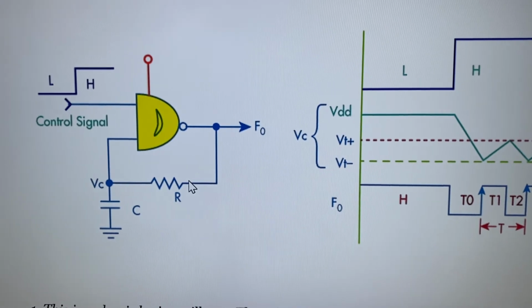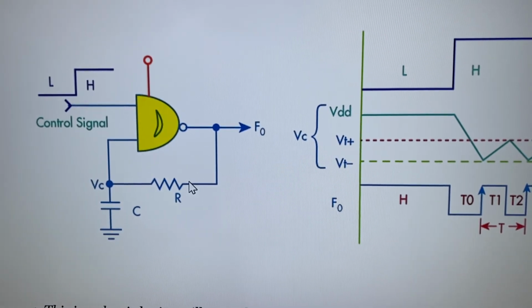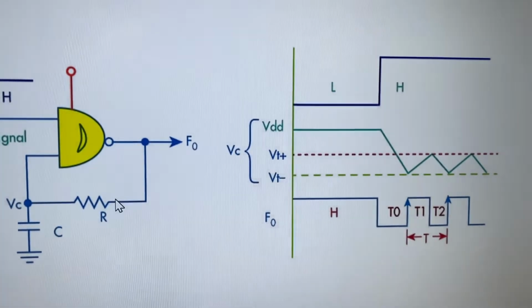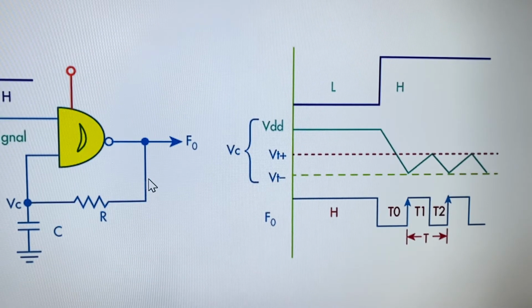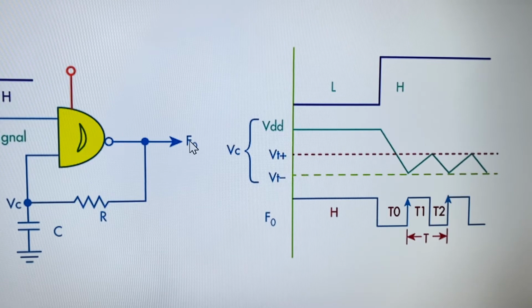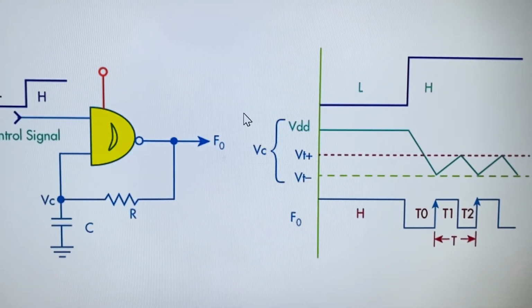In this oscillator, you can see here the timing diagram. Let me adjust the illumination a little bit. In this timing diagram, this is the control signal. This is the output of the logic from the oscillator. And you have here the capacitor's voltage VC, which is the voltage right here at this point, from here to ground.